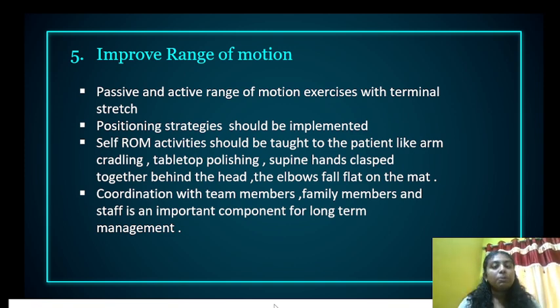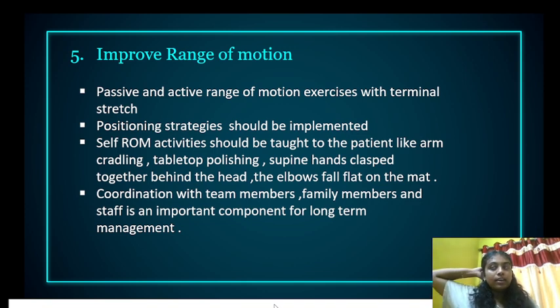Positioning strategy should be implemented. That is, I say the particular joint should be kept in the lengthened position. Self range of motion activities can be taught to the patient, like polishing the table, which should be task specific. Ask the patient to wipe the table, so there will be some type of movement at the hand. Then supine hands clasped together, that is, ask the patient when they are sleeping, just take the hands together at the back and ask the patient to let the elbows touch the plinth.